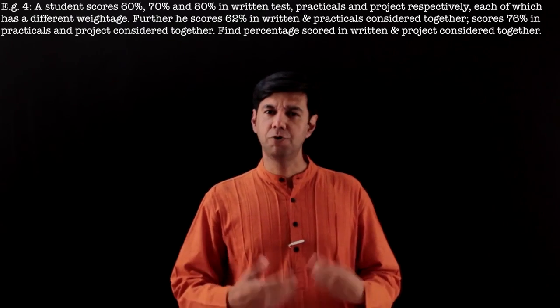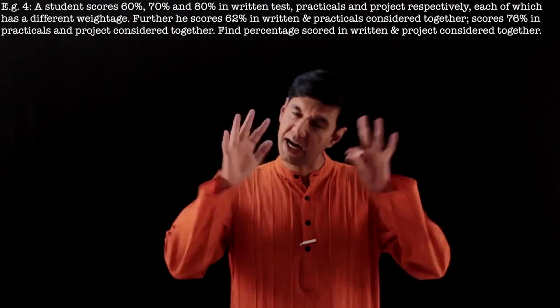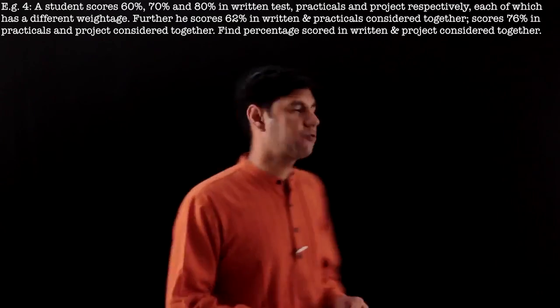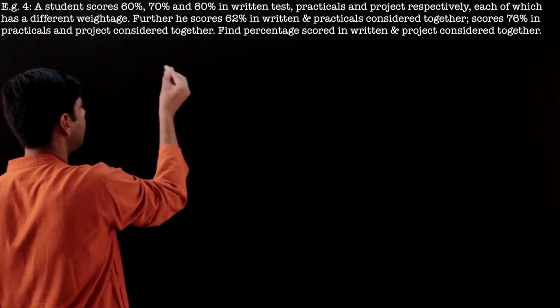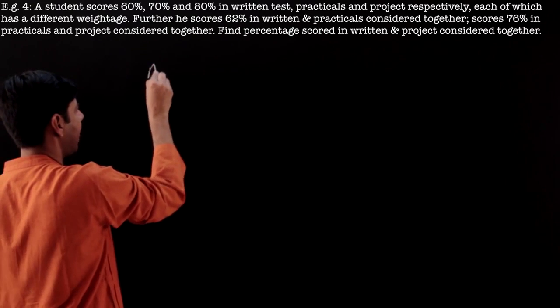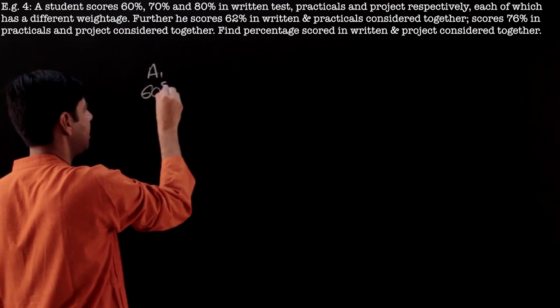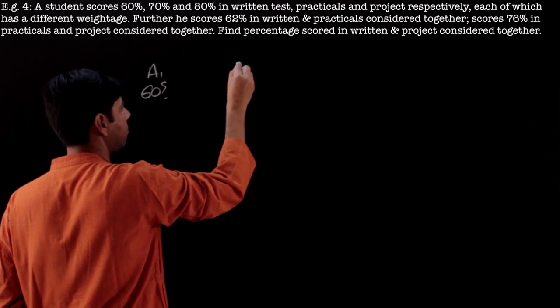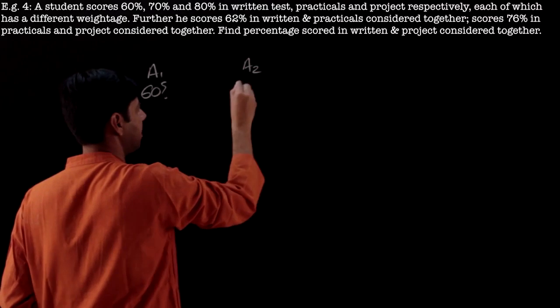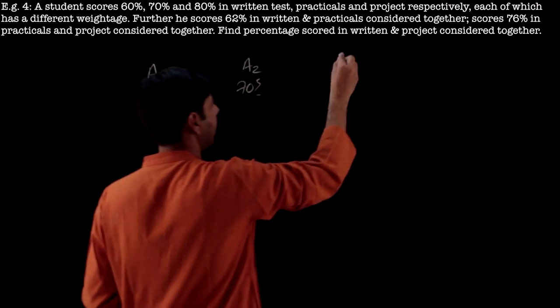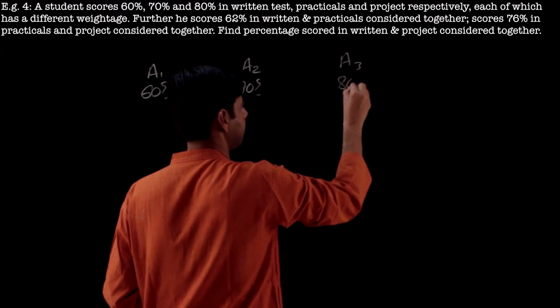This is not a difficult question at all. All it is doing is making you practice alligation as well as weighted average thrice in the same question. So let's just quickly solve it. We are given three components. One of them is A1, which is given as 60%. The other one is A2, which is given as 70%, and A3, which is given as 80%.